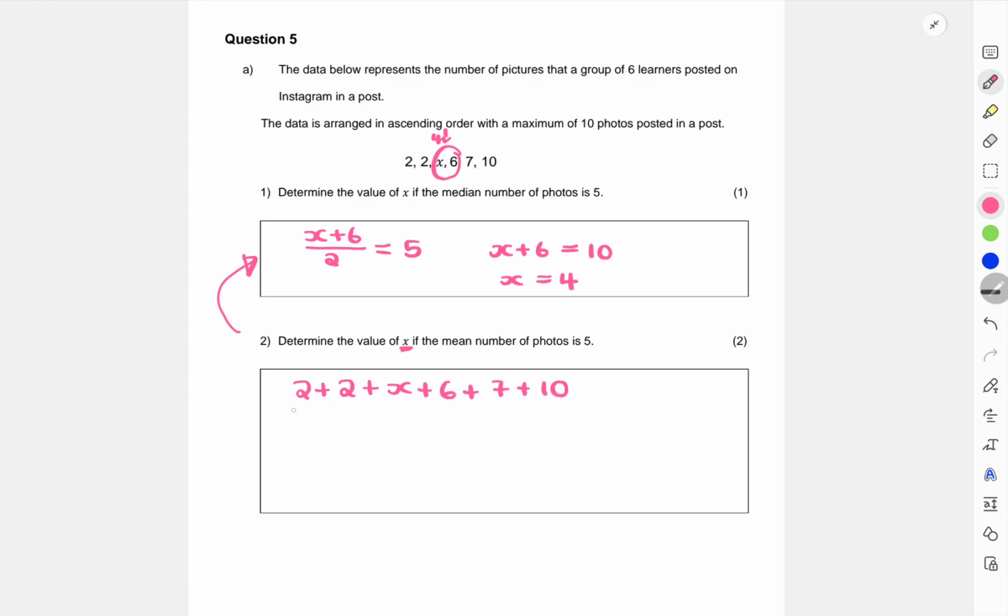Oh, ma'am, it's mean of you to ask me to add it all and divide with how many there are. There's 6, 1, 2, 3, 4, 5, 6 values, and that gives you an answer of 5. Then if you add them all, X plus 27 divided by 6 will give you 5. Then X plus 27 is equal to 6 times 5, which is 30. So in this scenario, X would be 30 minus 27, which is 3. So can you see that X could have been 3 as well because it was in ascending order?